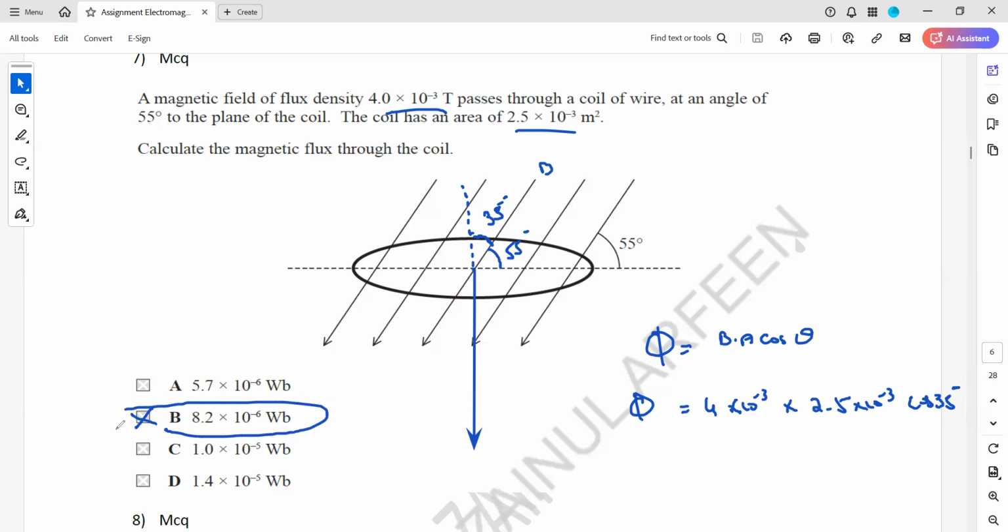Is it clear why we took 35, not 55? Because theta is the angle with the surface, but we need it from the area, and an area vector we always take perpendicular. So this theta is always the angle between the magnetic field and the area vector.